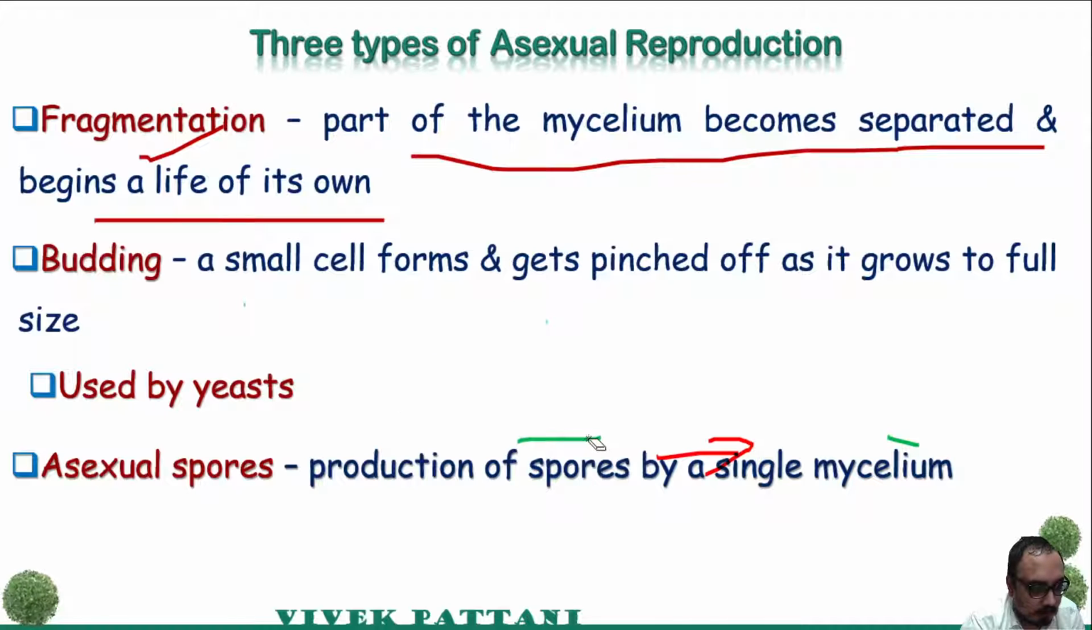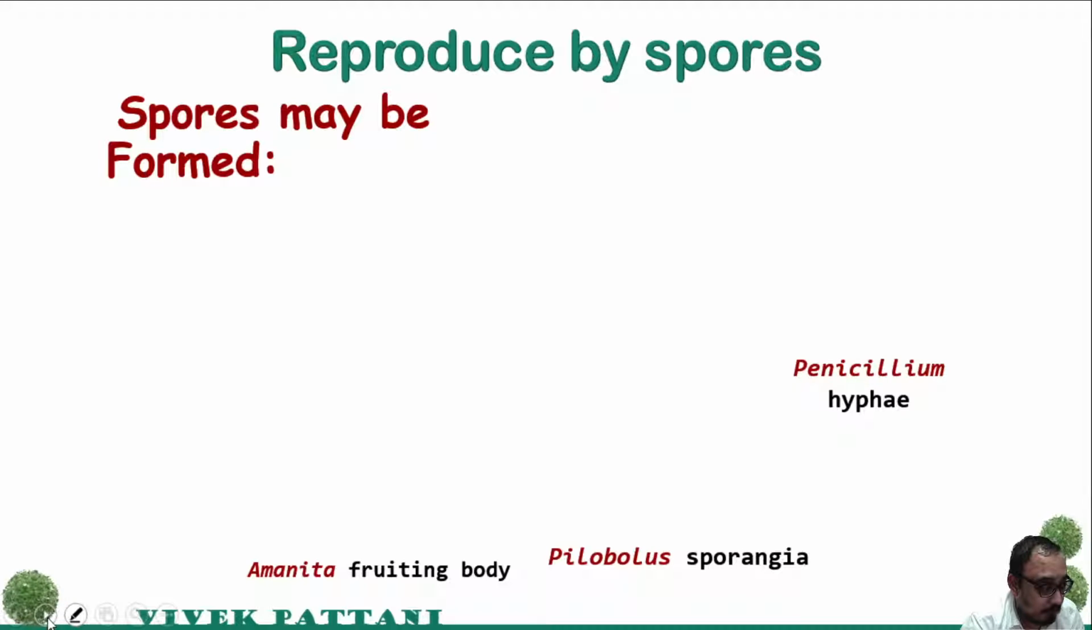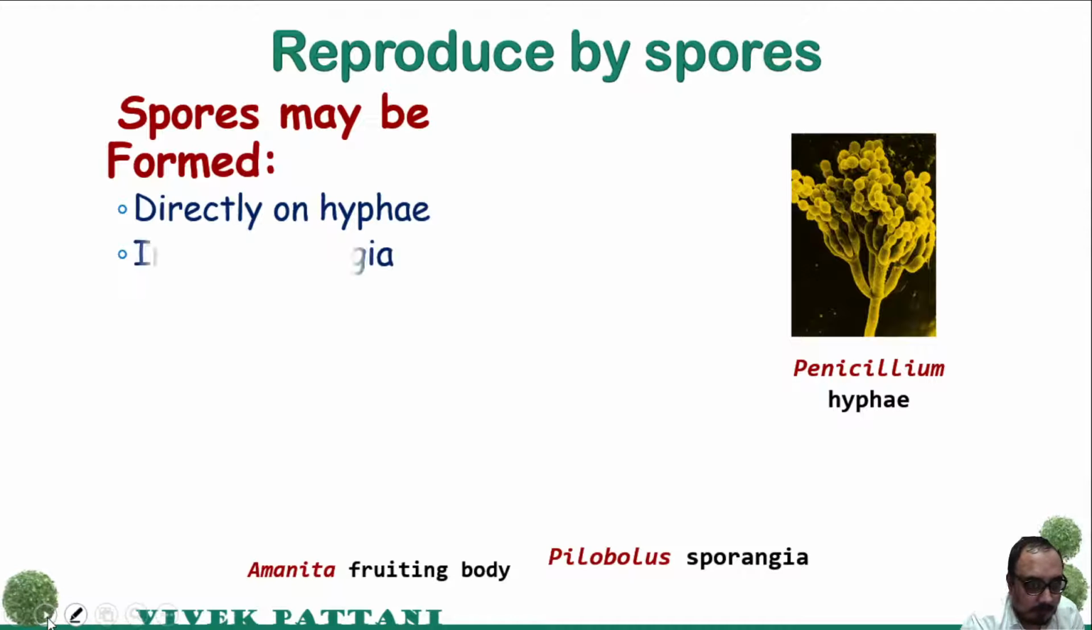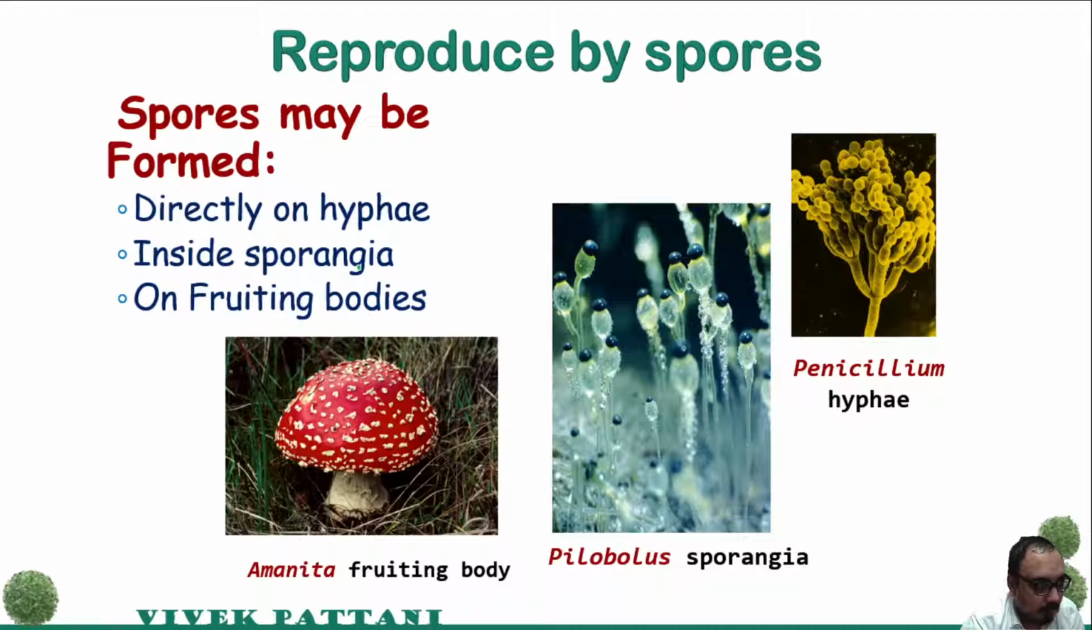So it occurs by the production of spores by a single mycelium, okay. Now some examples of different types of spores. Each and every fungi has some different type of spores which are basically present in the organism. So spores may be formed directly on the hyphae, inside the sporangia, or on the fruiting body. So this is a fruiting body on the sporangia. You can see the sporangia here.